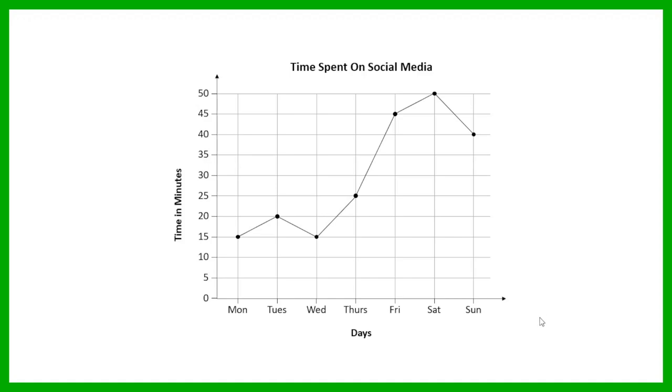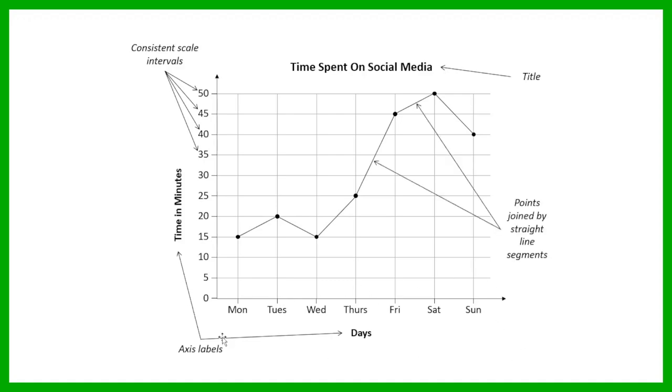Just like for bar graphs and for histograms, when you draw a broken line graph, you have to have a title. That is the label for your whole graph, saying what this graph is all about. You also need to make sure that you label your axes just like you had to for your other graphs, and that you have a consistent scale on your axis, using consistent scale intervals. And obviously here you're going to have your time plotted. The next thing you need to make sure of is that you have straight lines joining your points after you have plotted them. So let's have a look at our first example for today.